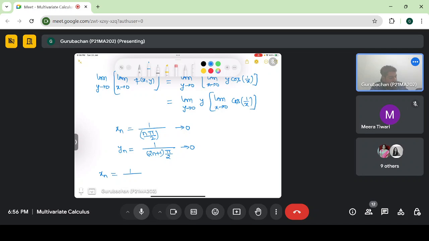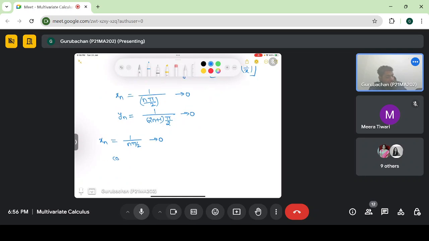So let me check. x_n is 1 by n pi by 2. Since this sequence tends to 0, can I say that cos 1 by x_n will also go to cos 0? Can I say that? Yes, sir, because cos is a continuous function. I wrote this step just to mention why continuity is important.